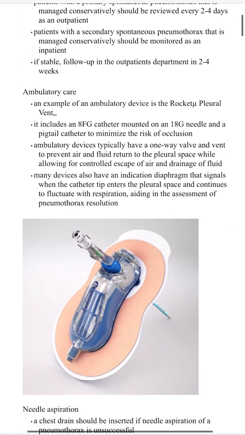Okay, now let's talk about ambulatory care. An example of an ambulatory device is the MRCP pleural vent. It includes an 8 French gauge catheter mounted on an 18 gauge needle and a pigtail catheter to minimize the risk of occlusion. Ambulatory devices typically have a one-way valve and vent to prevent air and fluid return to the pleural space while allowing controlled escape of air and draining of fluid. Many devices also have an indicator diaphragm that signals when the catheter tip enters the pleural space and continues to fluctuate with respiration, aiding in the assessment of pneumothorax resolution.